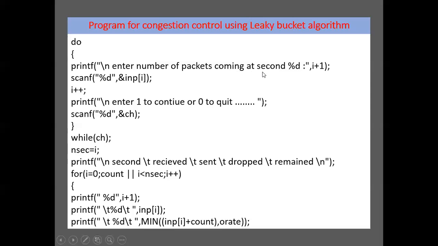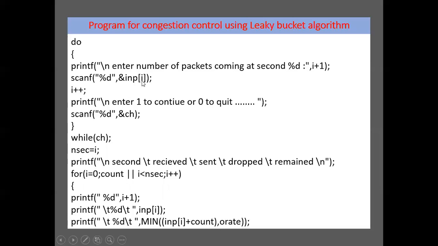Printf, enter the number of packets coming at a second. Say from the host computer, how many packets are coming for each second, we need to mention. Because bursty input will be there, for 1 second we may get 2 packets, 5 packets, or even more than that. So we need to enter the number of packets coming at the second, i plus 1. Scanf, and that value we need to store in input of i.